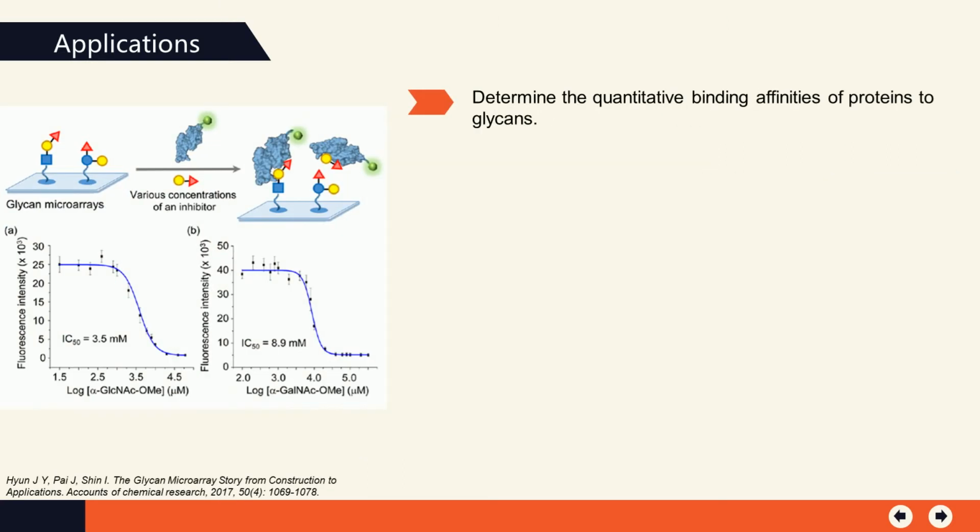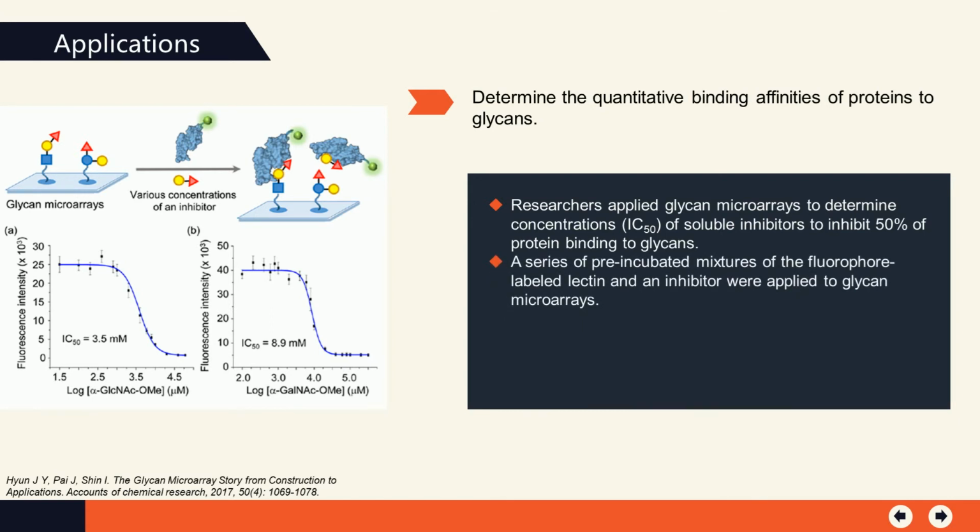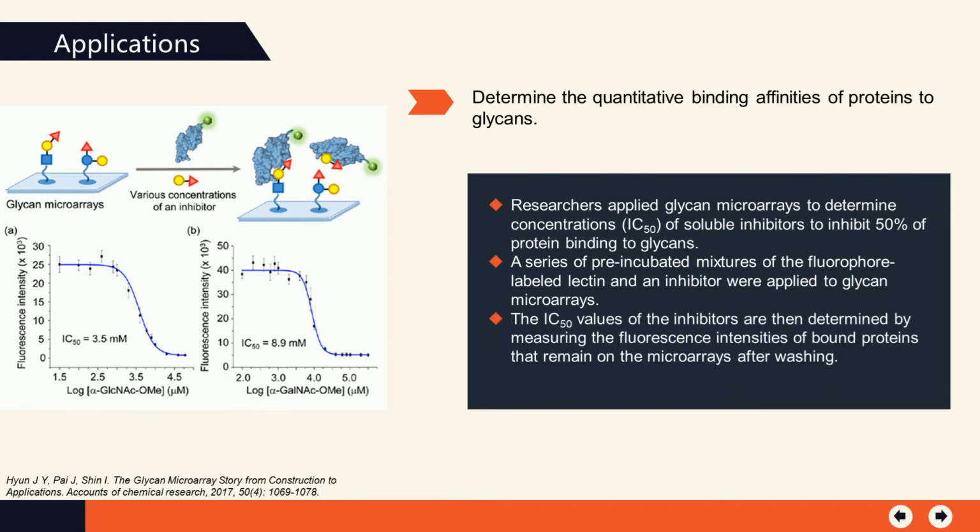Determine the quantitative binding affinities of proteins to glycans. Researchers apply glycan microarrays to determine concentrations of soluble inhibitors to inhibit 50% of protein binding to glycans. In this assay, a series of pre-incubated mixtures of the fluorophore-labeled lectin and an inhibitor were applied to glycan microarrays. The values of the inhibitors were determined by measuring the fluorescence intensities of bound proteins that remain on the microarrays after washing.